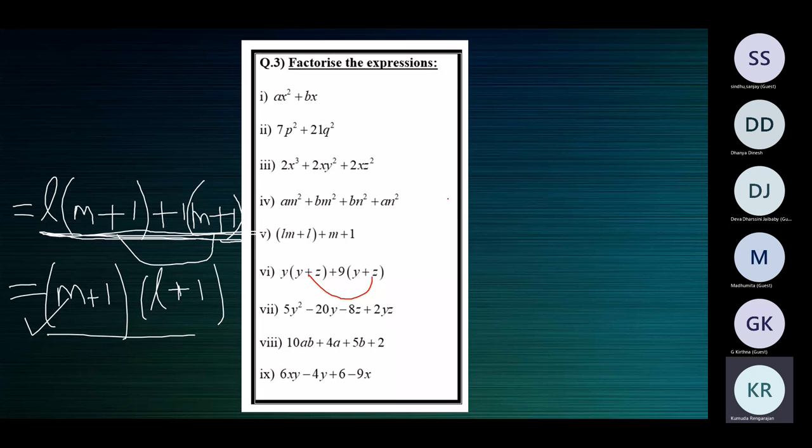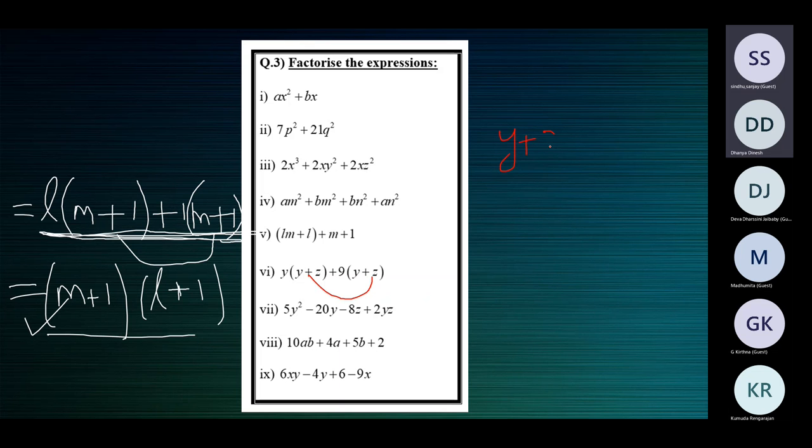Y plus Z, Y plus Z. So write it once, Y plus Z. Y plus Z and Y plus Z into Y plus 9, ma'am. Y plus 9. Yeah, that's all.